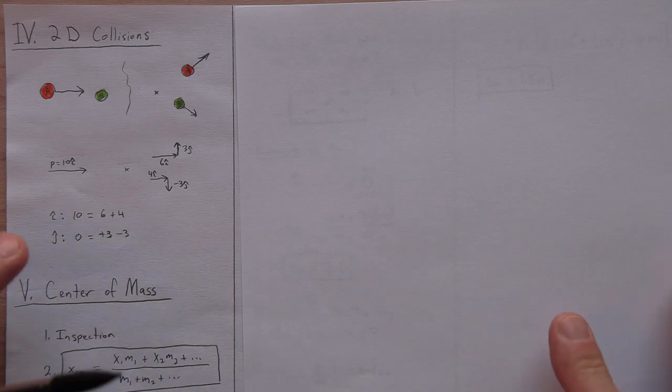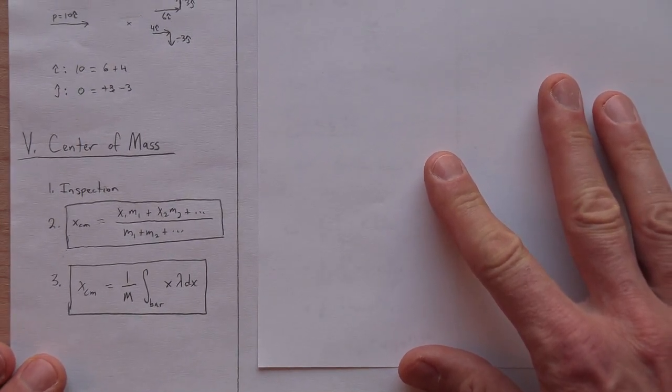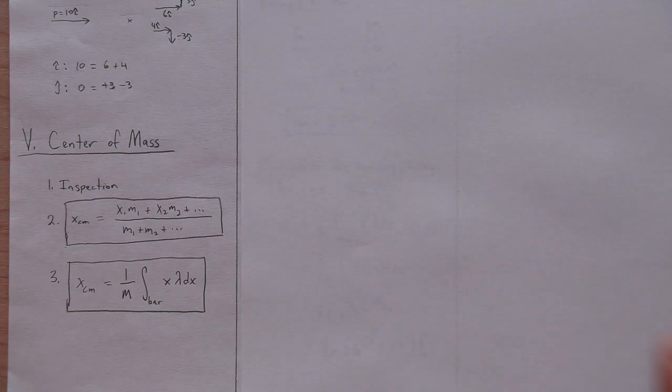All right, last concept for today is center of mass, tucked in with the momentum unit. There are 3 ways to find center of mass. The first is inspection. I'll show you with an example what that means.